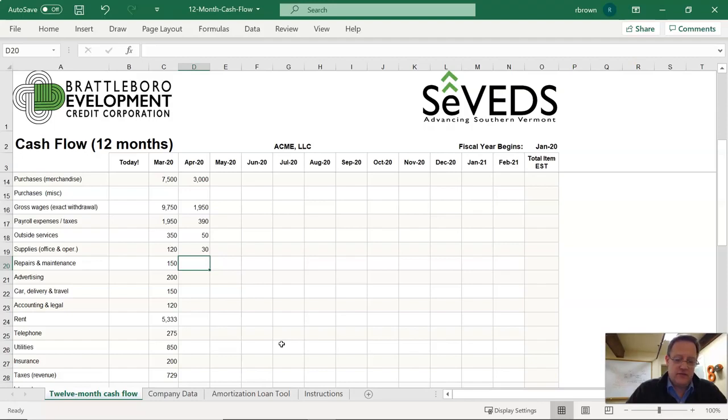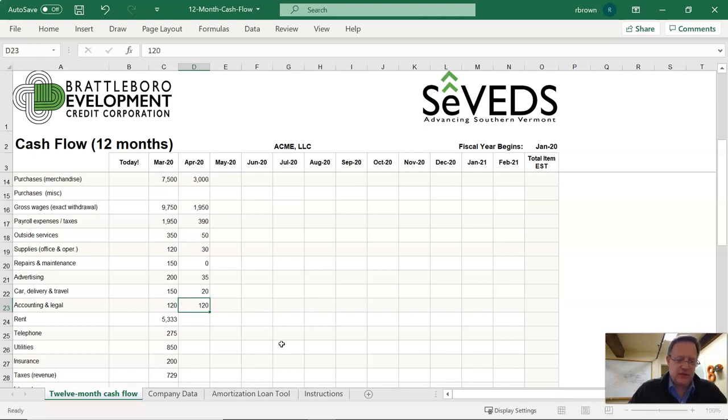Repairs and maintenance, you've stripped that budget because that was preventative anyway. Hate to say it, but that's sometimes what you have to do. In advertising, you've really stripped that back, so you're just boosting some Facebook posts or something. You've also really scaled back on your travel because you've had no choice.